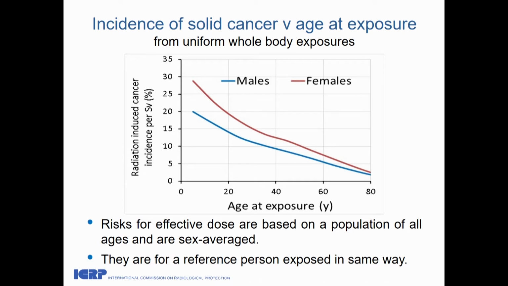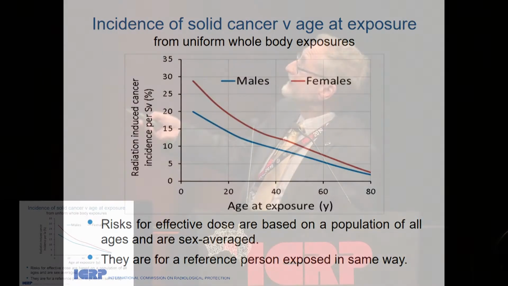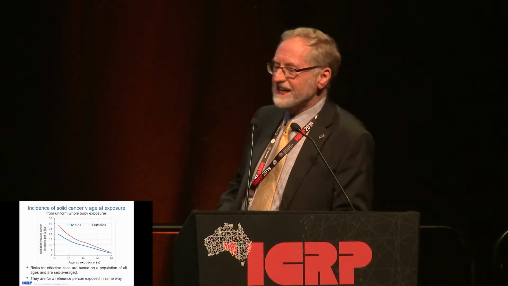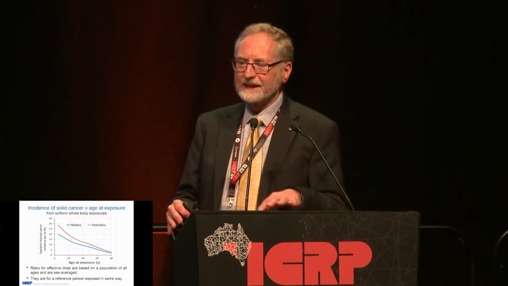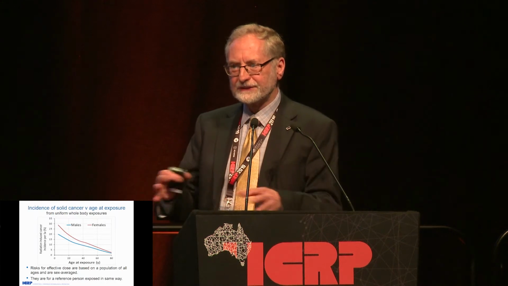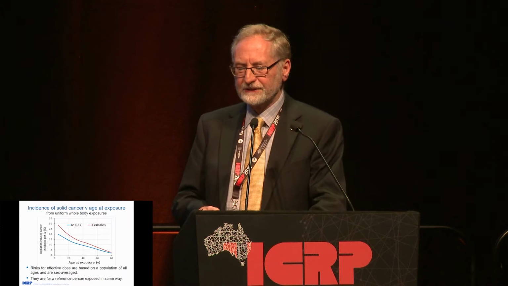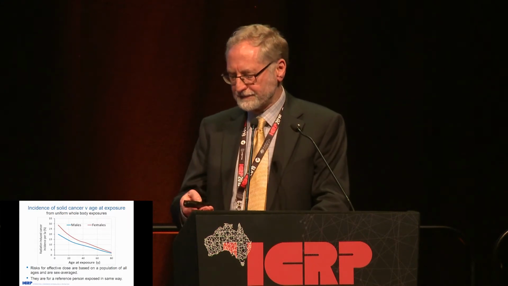Then if we look at the excess risk, so this is the excess risk against age. That declines with age. It's slightly different for males and females. So the risks for effective dose are based on a population which is a sort of average of the whole exposed population in the epidemiological study. So they're really for a reference person.